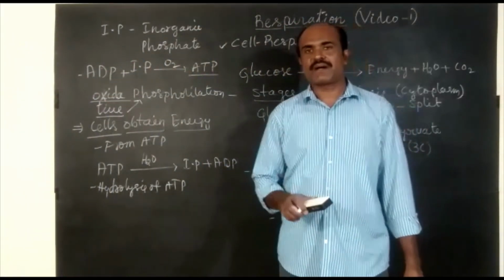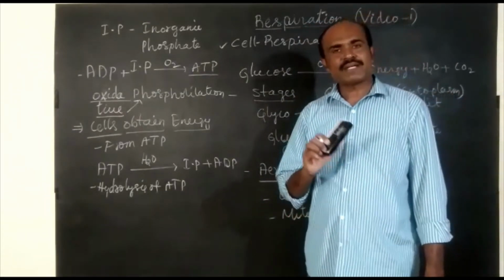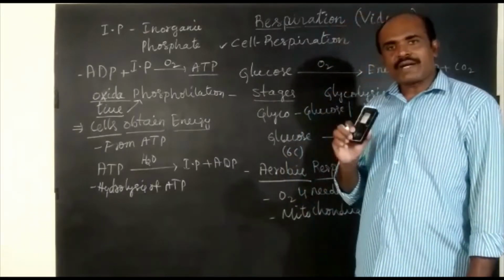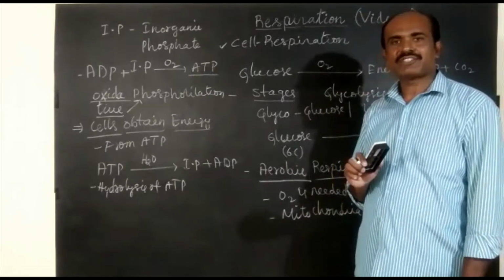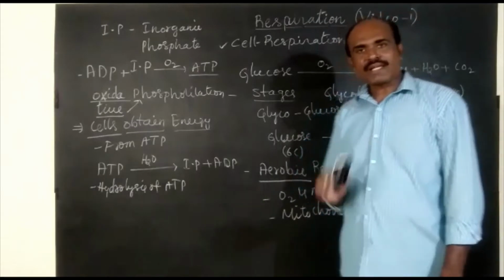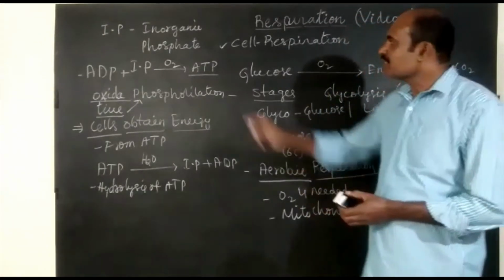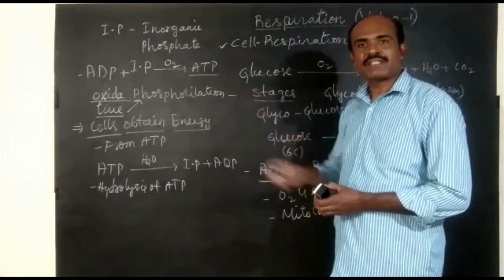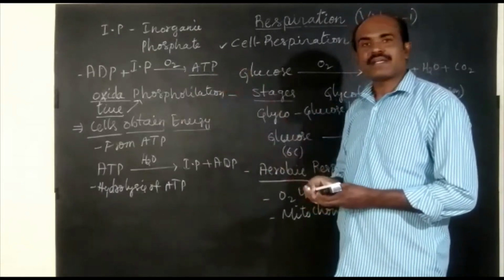So from this class, the following questions are important. Define the term respiration. Then, what is glycolysis? Where does glycolysis take place? Glycolysis takes place in cytoplasm. Then what is aerobic respiration? How is energy released? What is phosphorylation? What is oxidative phosphorylation? What is ATP?